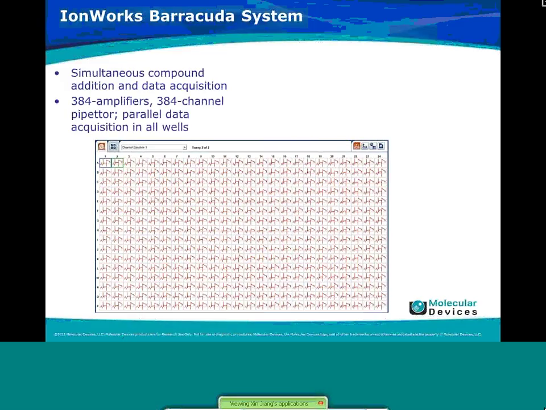The Barracuda system stands out as the first high throughput instrument for automated electrophysiology that has 384 patch clamp amplifiers and 384 channel pipettors to serve 384 independent recording sites. So parallel data acquisition in all recording sites, all patch plate wells. There's no multiplexing on the Barracuda system. The example shown here is real data from the Barracuda system showing recording of the HERG channels in the PPC mode, where you see not only 100% success rate, but also very high uniformity of the signals across the plate, which is enabled by the population patch clamp. I will get into some detail in the coming slides.